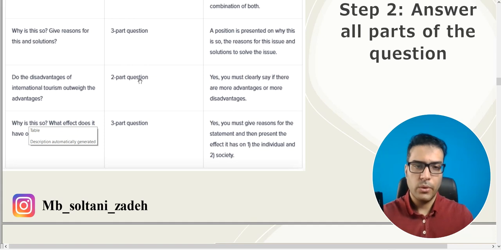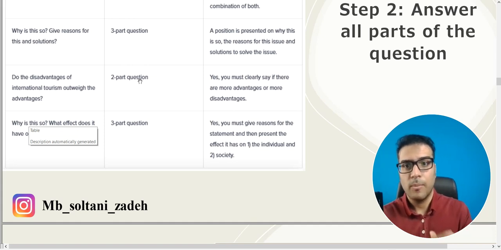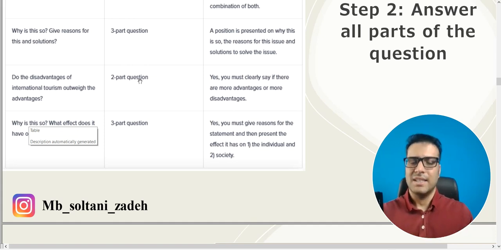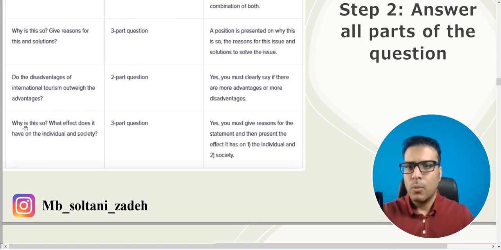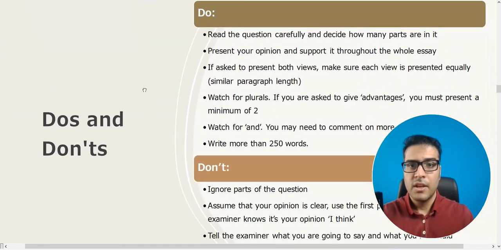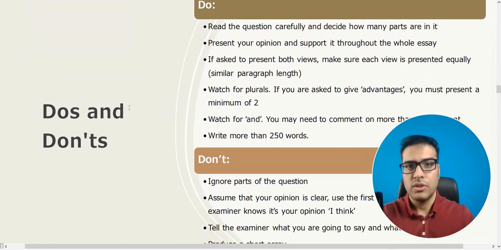"Do the advantages outweigh the disadvantages?" We have two parts. We're expected to talk about both advantages and disadvantages. And "Why is this so? What effects does it have on individual and society?" Again, we have three parts. So if we are going to get IELTS band 8 in writing, we are obliged to answer all parts of the questions. So what we should do and what we shouldn't do.